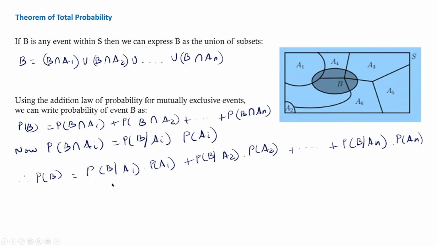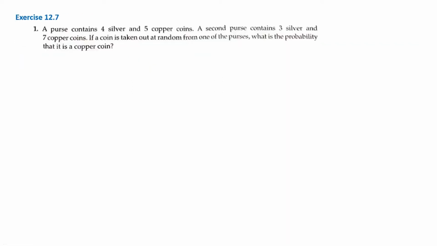Now this is called the theorem of total probability or law of total probability. So probability of an event B can be expressed as probability of B given A1 into probability of A1 plus probability of B given A2 into probability of A2 plus up to probability of B given AN into probability of AN. Now using this theorem of total probability, we will see the questions from exercise 12.7.